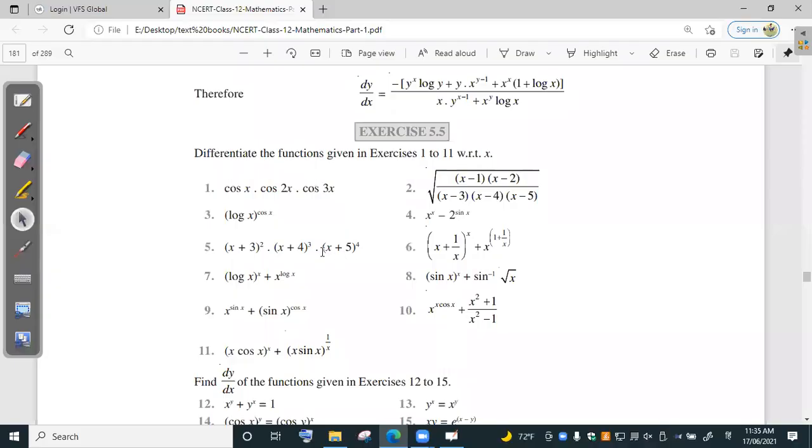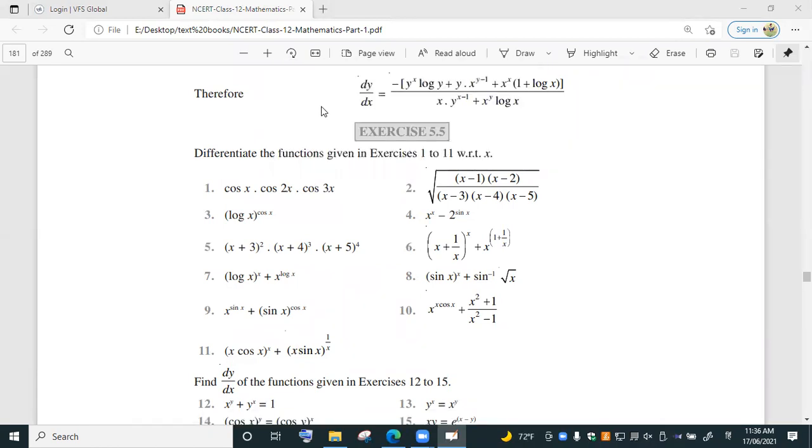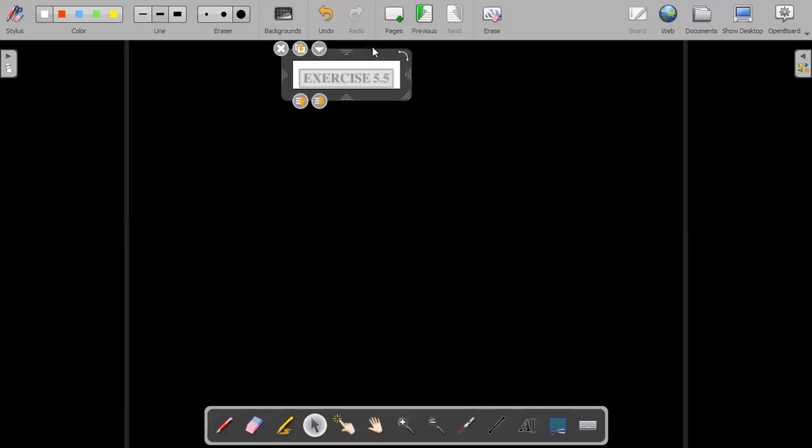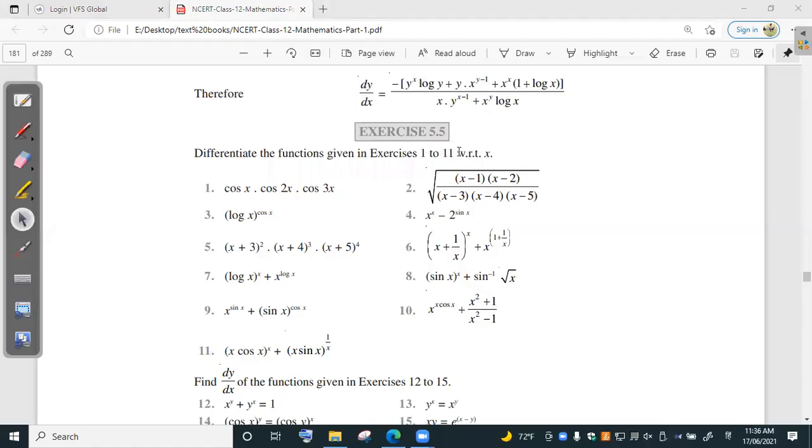If you see the numbers 4, 6, 7, 8, 9, 10, and 11, they are the same type. The difference is they have two functions in addition or subtraction. Plus is there, you can see here, plus or minus is there. So first we will do the simple type, where we have a product of powers that can be simplified by using logarithms, by taking log on both sides.